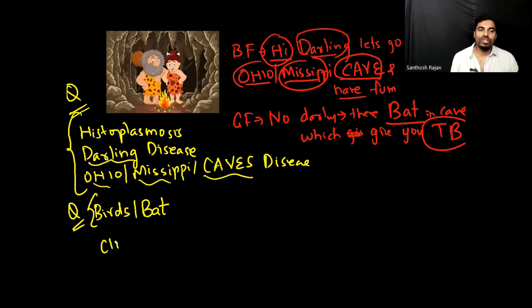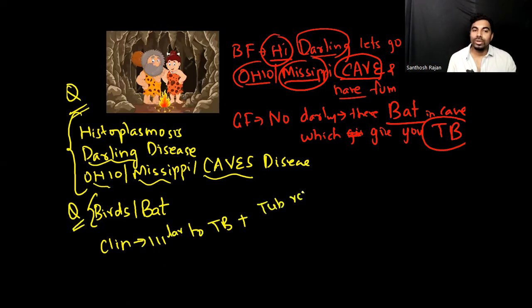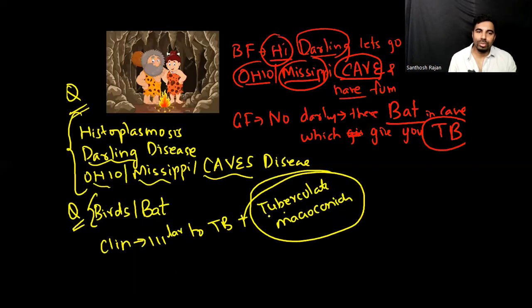Because the clinical feature is very similar to TB. Plus, its macroconidia is very much looking like what? In the mold form, you get what? Tuberculate macroconidia. That is what TB is. TB, tube, tuberculate. They sound the same. That's all there is to histoplasmosis.